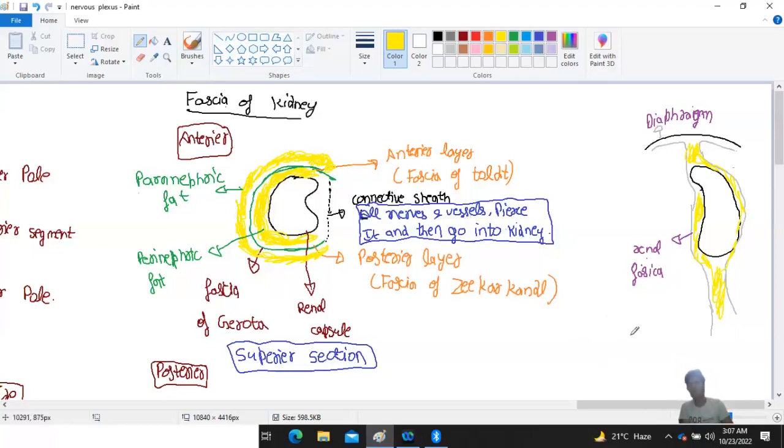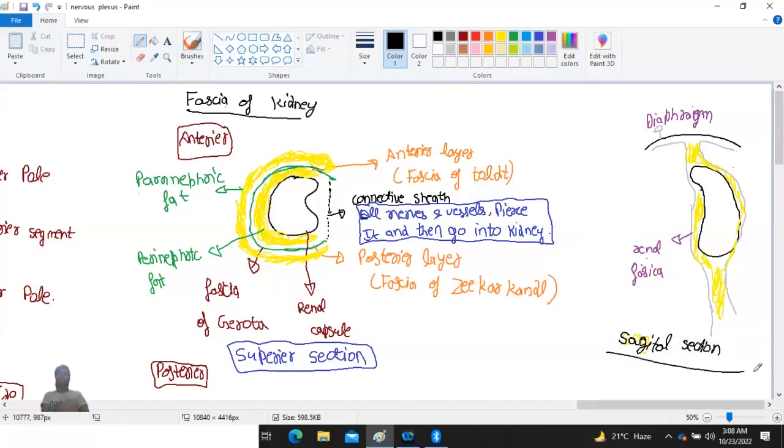Because we cut only coronally, we see the anterior and posterior layer. Basically, we can also say sagittal, because we can see both layers. So it's not coronal, it's sagittal. Sagittal section.